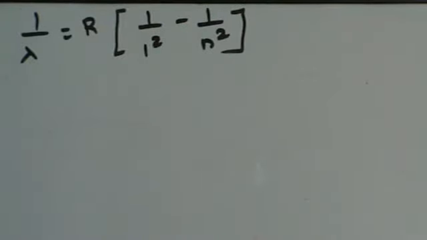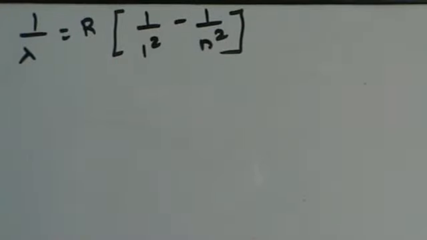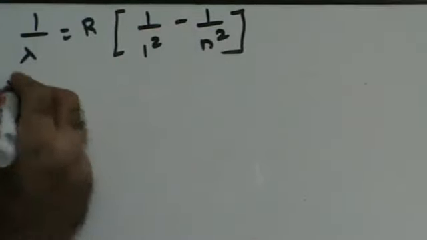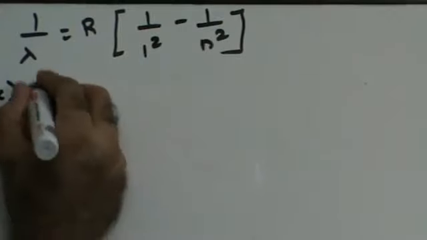Lyman series is light where the wavelength is in the ultraviolet region. So it is not in the visible spectrum. It is in the UV spectrum, ultraviolet region. Okay. Next, let's see Paschen series.